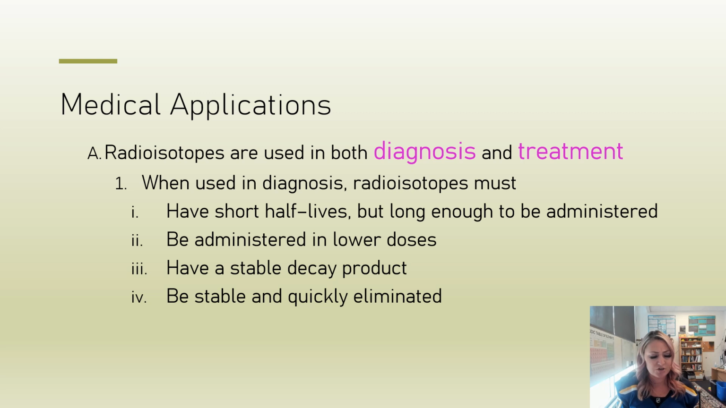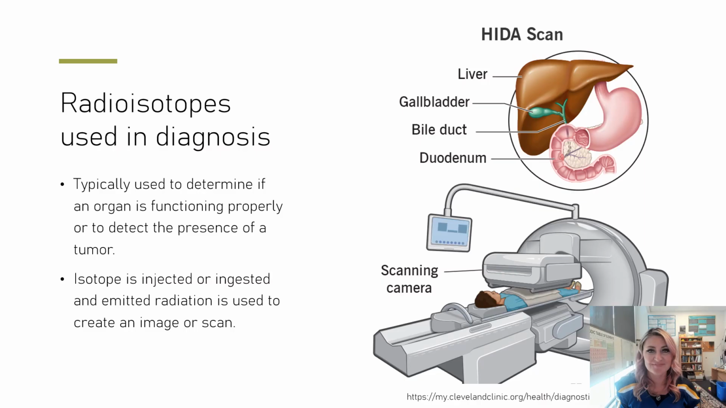We also want to make sure that whatever these radioisotopes are decaying into as the nucleus becomes more stable, that decay product needs to be stable and it needs to be non-harmful to the body. Also, we want to make sure that those will be quickly eliminated from the body. Again, we don't want these things hanging out in the body because we know what long-term exposure to radiation does.